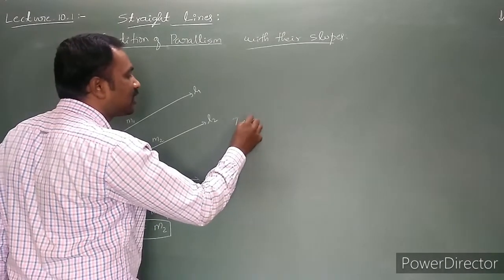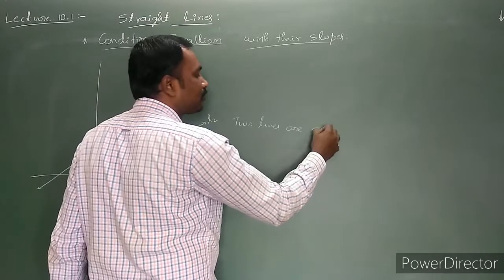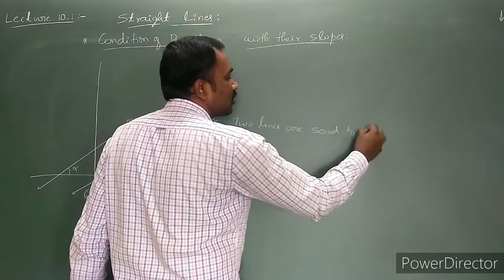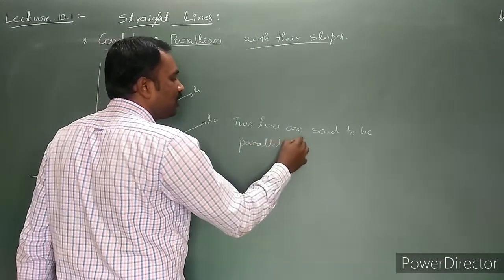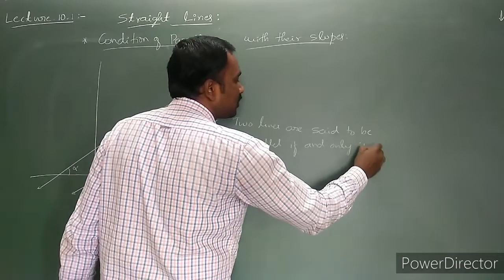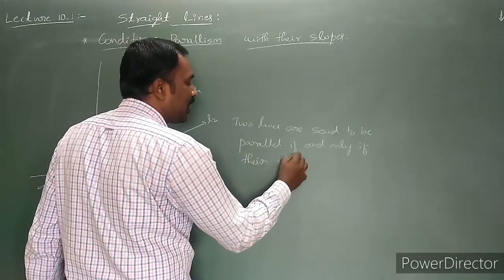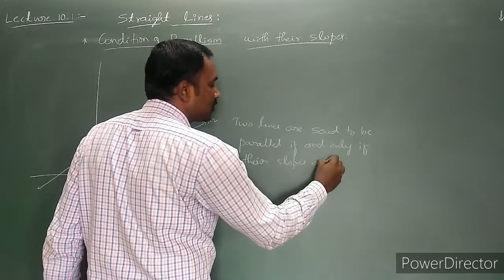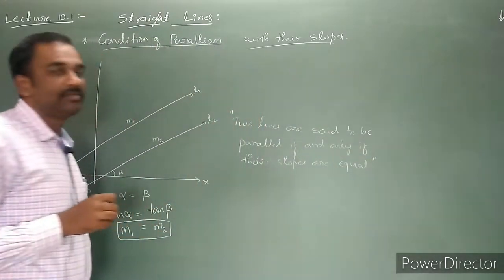I will just add the condition. Two lines are said to be parallel if and only if their slopes are equal. This is the required condition of the parallelism.